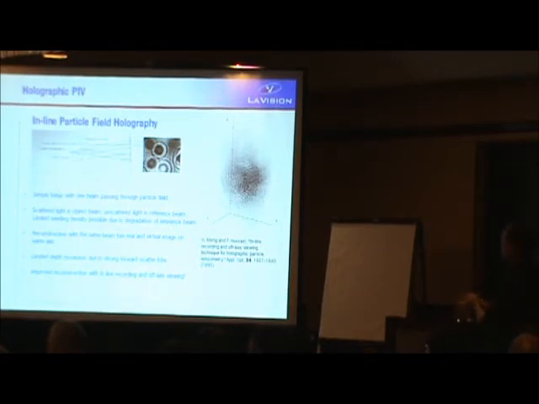The simplest setup for particle field holography, for doing PIV in a volume, is just to use inline holography. That uses just an expanded laser beam, which comes through the measurement volume. Some of the light is scattered from the particles, and some of the light is not. The light that's not scattered acts as the reference beam. The scattered light is obviously the object beam, and this produces a specklegram that looks roughly like that. When re-illuminated, you can then reconstruct both a virtual and a real image of the particles.